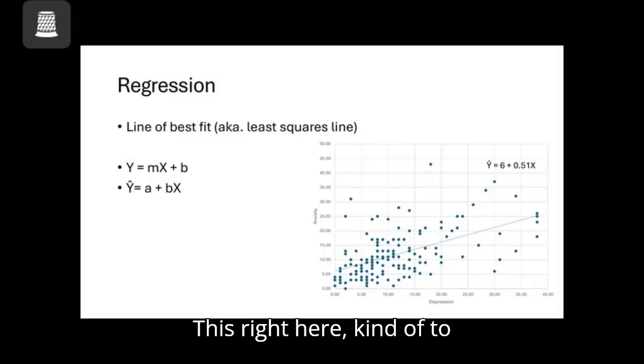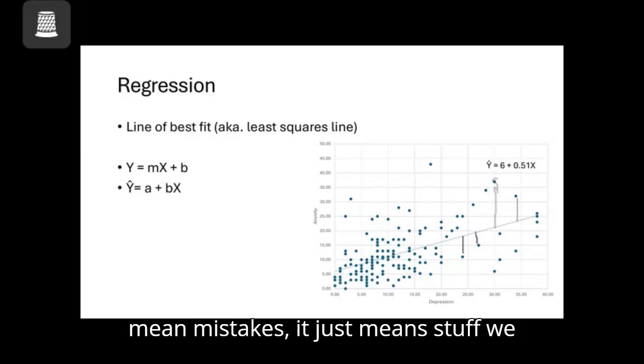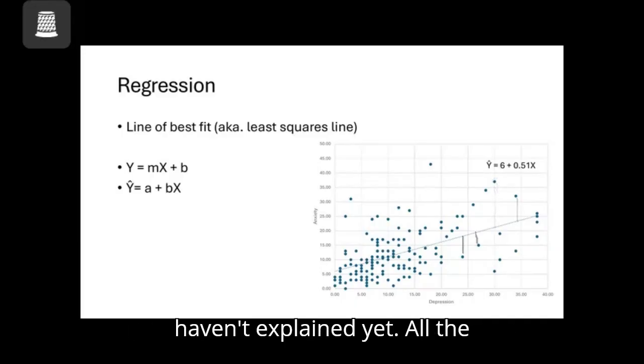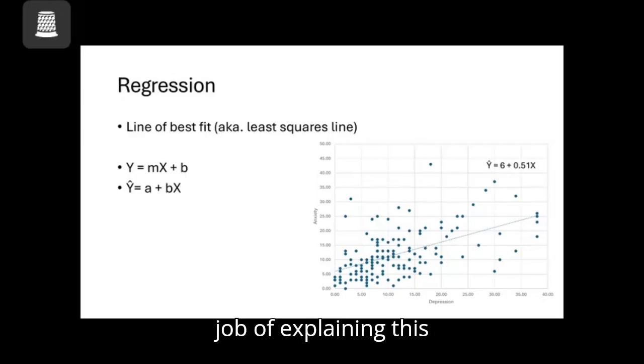This right here, kind of to here, this is all variability in scores that we have not explained. That is all what is referred to as error. Remember again, error does not mean mistakes. It just means stuff we haven't explained yet. All of the stuff on the line, that is the variability we have explained. Now, the crash course video on regression does a really good job of explaining this F-test. It's also referred to as an omnibus test.